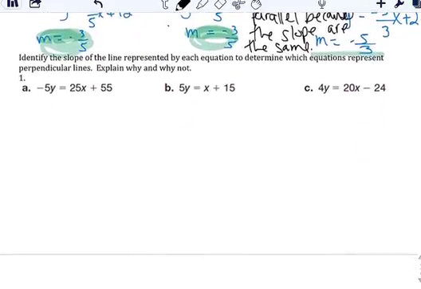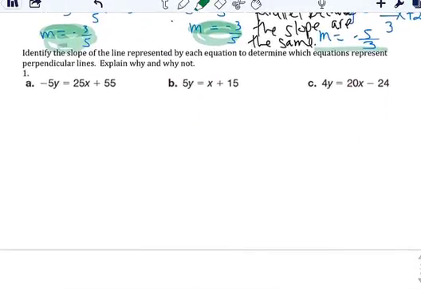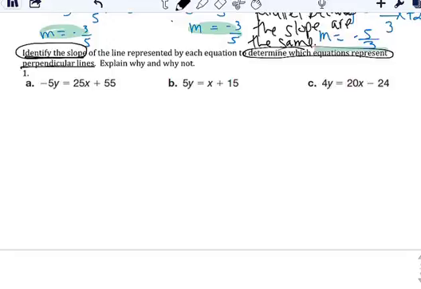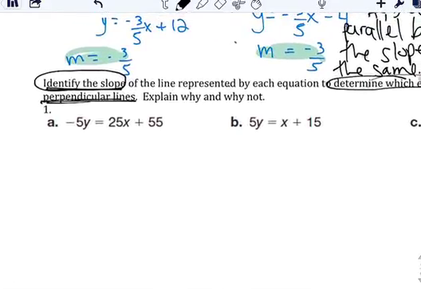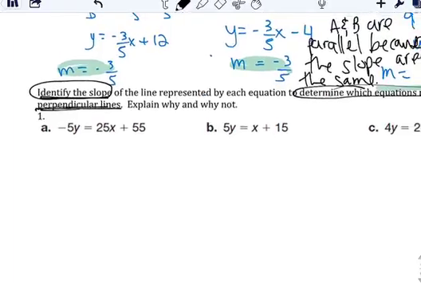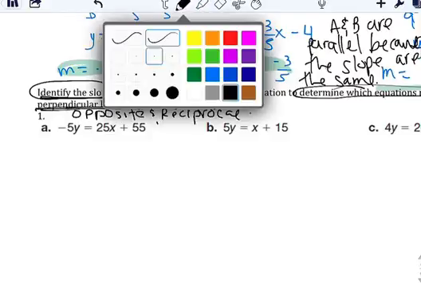Now, this one here, it says to identify. So when you read the direction, you need to identify the slope. So we need to identify the slope of the line represented by each equation to determine which equation represents perpendicular lines. Now, perpendiculars are opposite and reciprocal. So they have to be opposite and reciprocal. And explain why or why not. Okay, so you're doing three things.